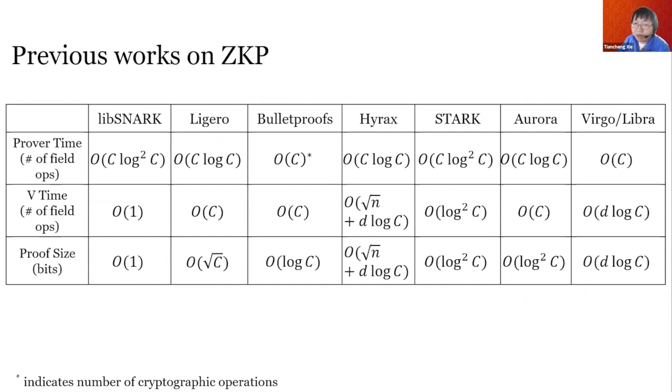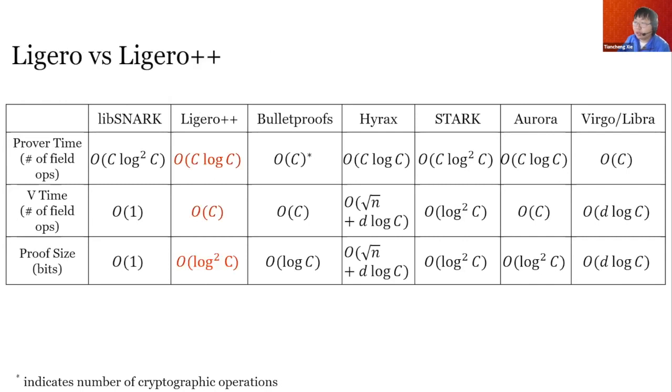And in Ligero, the proof size is super large compared to others. We expect it to be log square or even constant. So in Ligero++, we focus on improving the proof length of Ligero. Here is the new result: the proof length can be further reduced to polylog by exploiting the structure of Ligero.